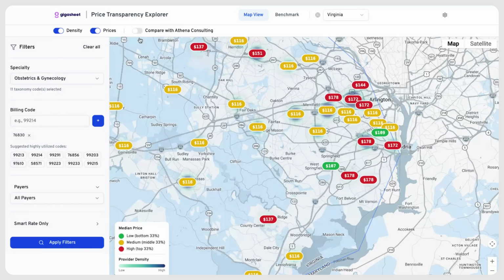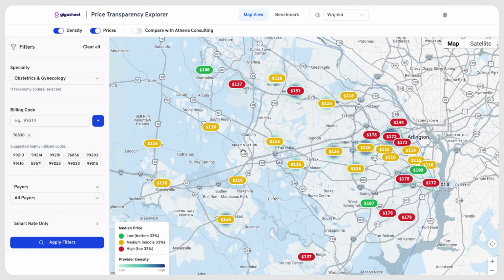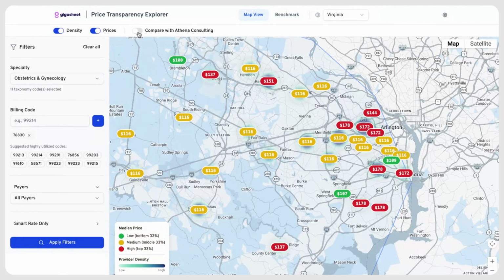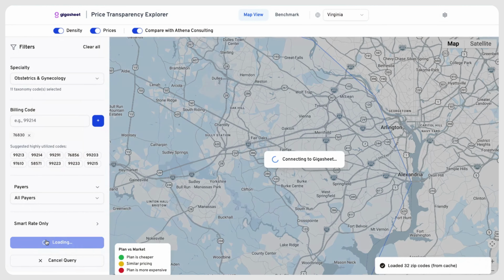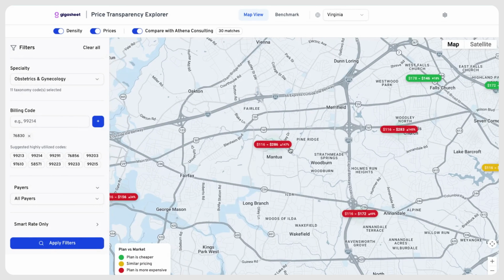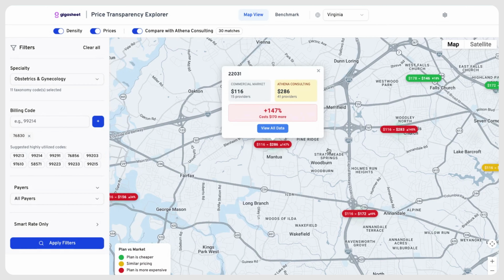Turns out their plan was sold by Cigna. And what we can do is compare these Aetna rates with their Cigna plan and see what they look like. So if I toggle this on and then hit apply filters, now you can see the markers have changed. Some of them are red, green, and yellow, and you can tell by this legend down here what that indicates. So if the rate is higher with the self-funded plan, it will be in red. If it's lower, it's green. And if it's yellow, it's about the same. And you can see there's a lot of red here. And in some cases, it looks pretty different. For example, a 147% increase is significant.